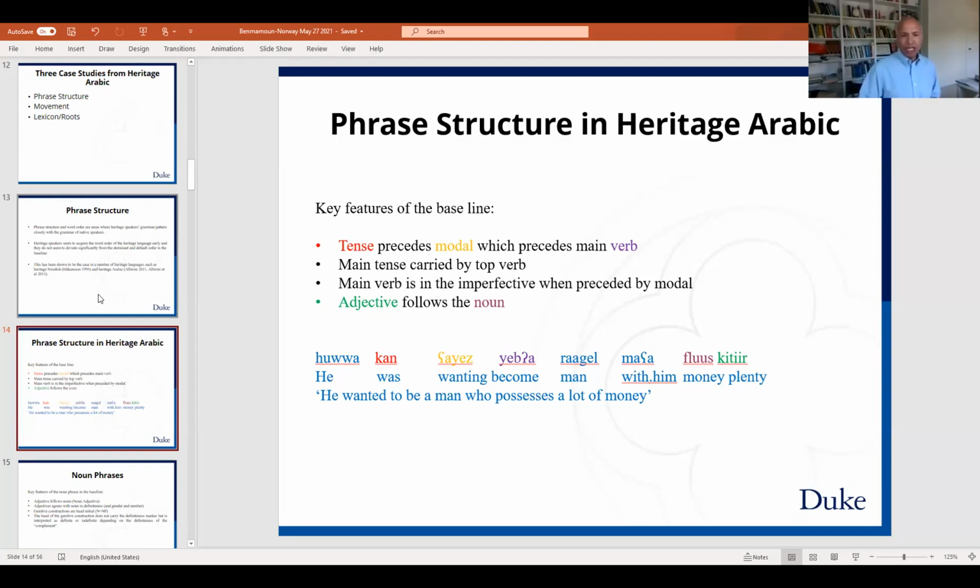So for example, if you look at this sentence, and I don't know whether you can see my cursor here. I tried to code them with colors here. So this is the verb that is carrying tense. This is the modal verb, and this is the main verb. And here, this is the prefix on the main verb. And what you see here is that they get the sequencing right, they get the dependencies right, they get the word order right. And when you look at the adjective and the noun, it's the same thing. Agreement may be off, but the sequencing is right.